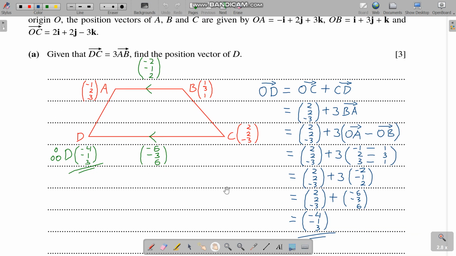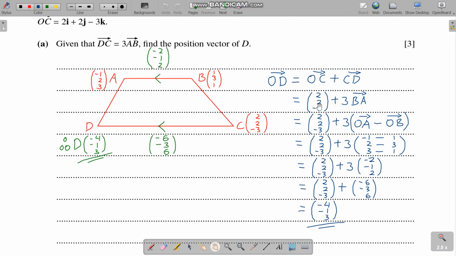Or you can write it down algebraically like this. We're looking for OD. OD is OC plus CD. When you have addition of vectors, where they have the same letters, they kind of cancel out. We have only OD here. So the OC is the coordinates of C. This is the coordinates of C. And CD is 3 times BA from here.